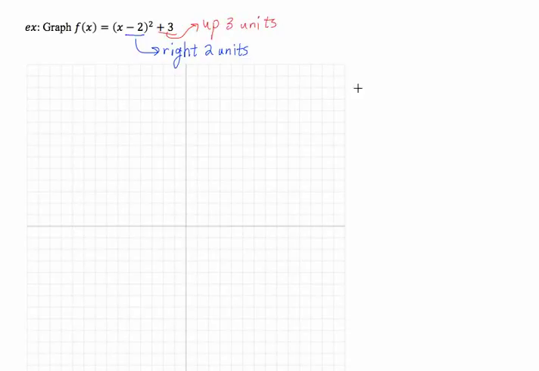Okay, so here's how I graph. Now, I'm going to start with y equals x squared because it's going to help me to explain how I do this. But you don't have to graph this one.